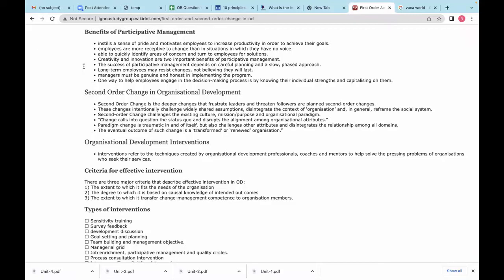So in fact, employees came and told, let's not give the same salary. So long-term employees would worry if you're including the rest of the employees in the decision making. So they might resist these kinds of things, right? And also to get this working, managers need to be very honest implementing the program, right? They need to actually help employees get this decision making process.